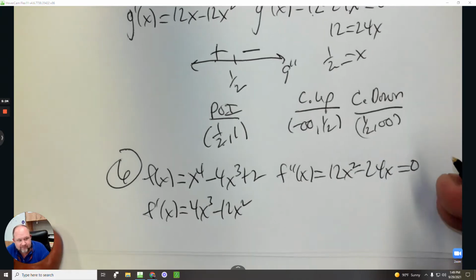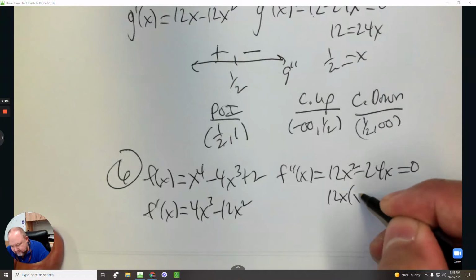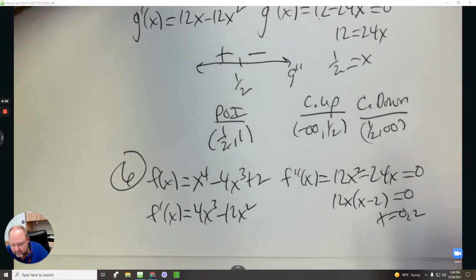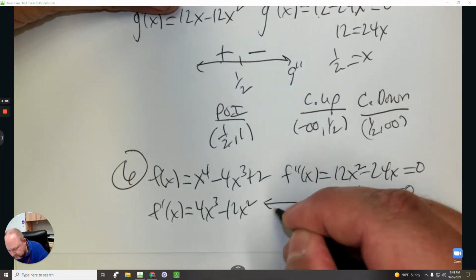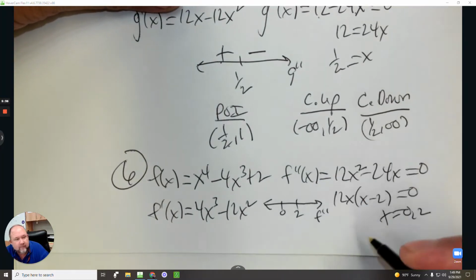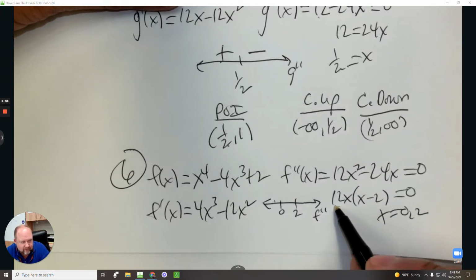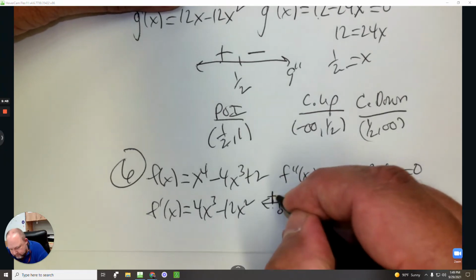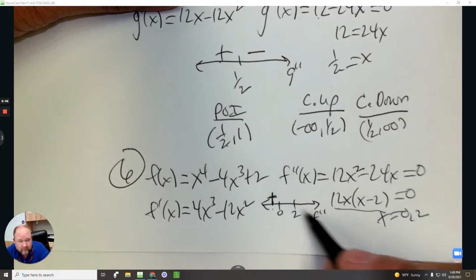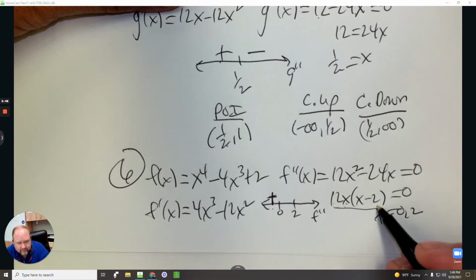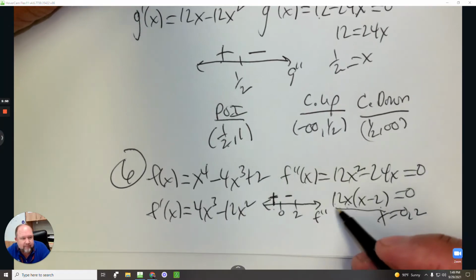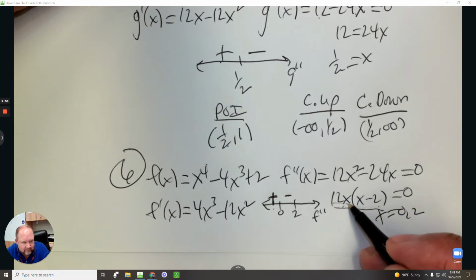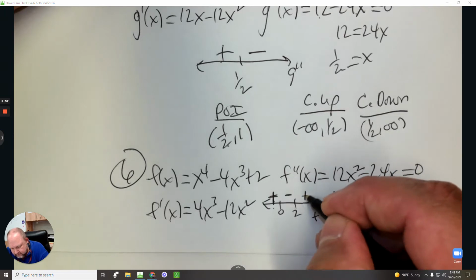All right, I got this. Factor out 12x. That's x minus 2. So the two solutions are 0 and 2. Now draw a number line for 0 and 2. Plug in a number into the second derivative. A negative 1 gives you a negative times a negative, which is positive. Plug in positive 1. That's a positive times a negative, which is negative. And then plug in a number bigger than 2, like 3 or 5 or 10. That's a positive times a positive, which is positive.